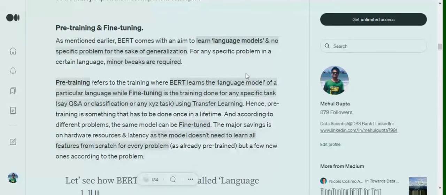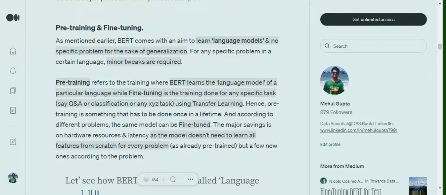Now we will be discussing how a BERT model is trained. The training of BERT is divided into two parts. One is pre-training and the other is fine-tuning. The role of pre-training is to learn the language model on the dataset that the model is getting trained on. And fine-tuning refers to all the later tasks that you can do using the language model.